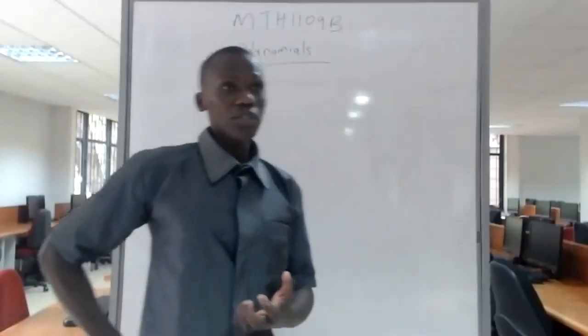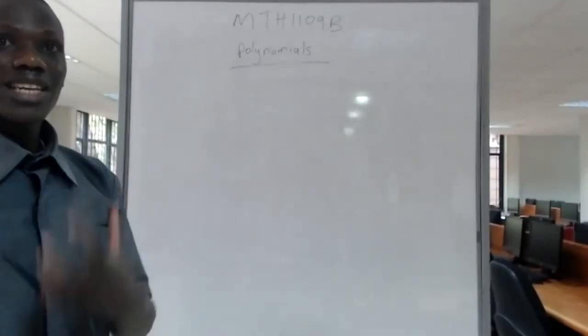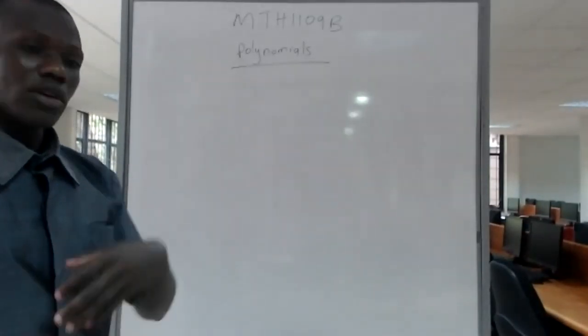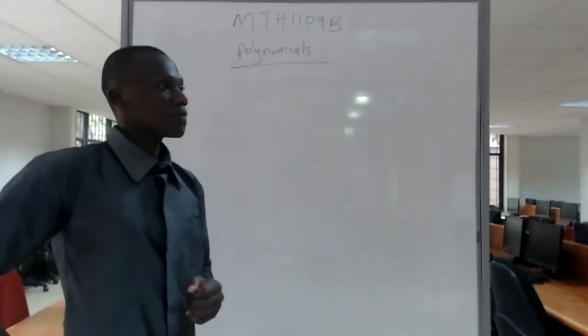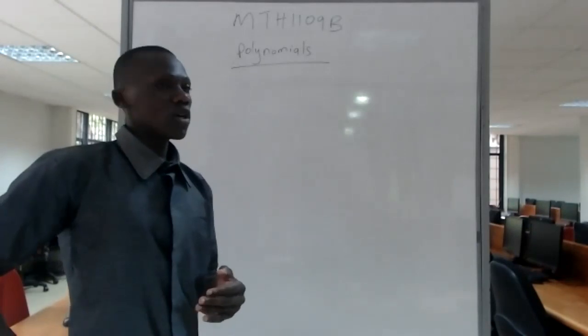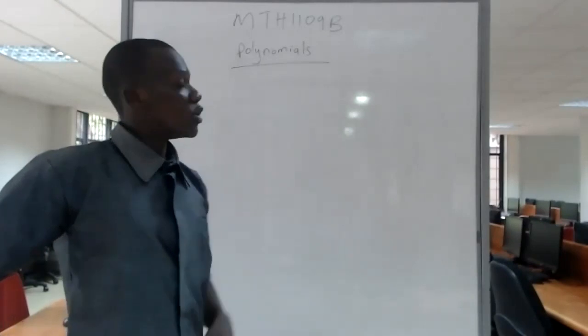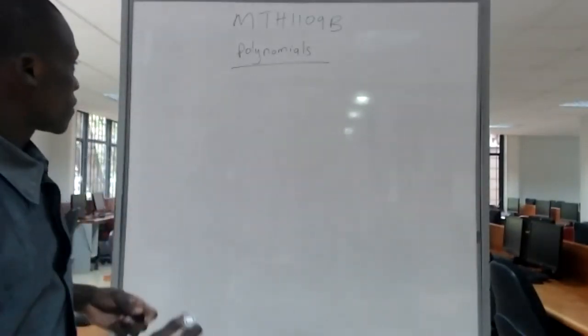Examples of polynomials. And then after that, I will discuss classification of polynomials in two aspects, depending on the number of terms you have and also the order of the degree. And then after that, we will look at algebraic operations on polynomials. And then we will end the lesson by looking at some applications of polynomials.